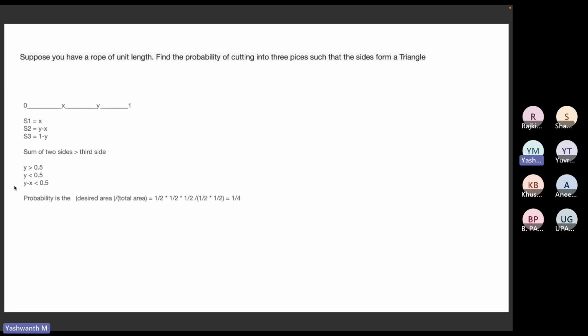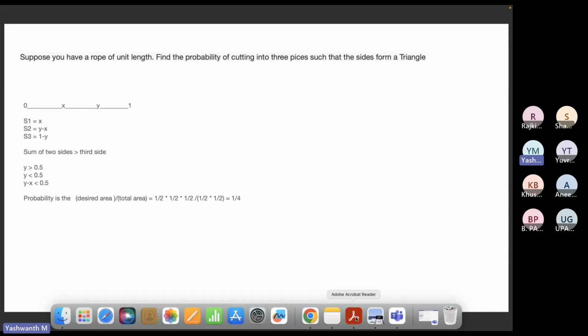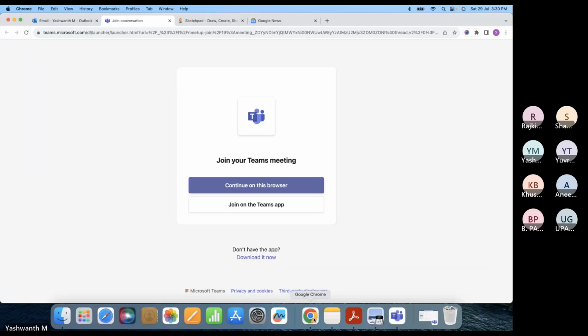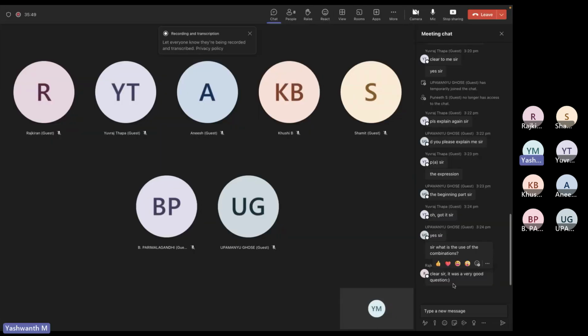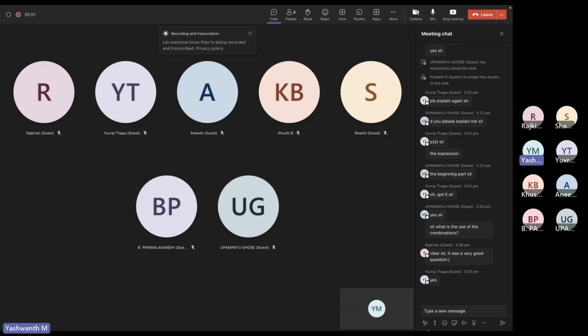Okay, so I think I did a typo here, so let's try to solve the problem. Okay, so you can see the screen, right? Whatever I am typing, you can see the sketch pad.